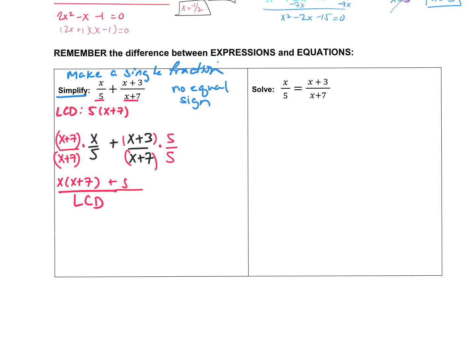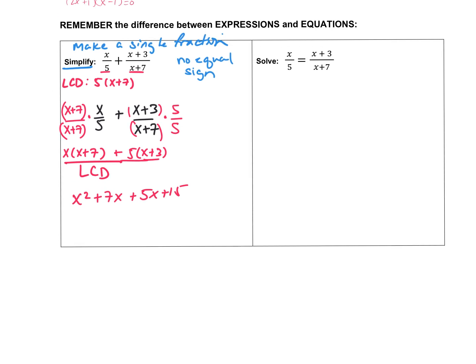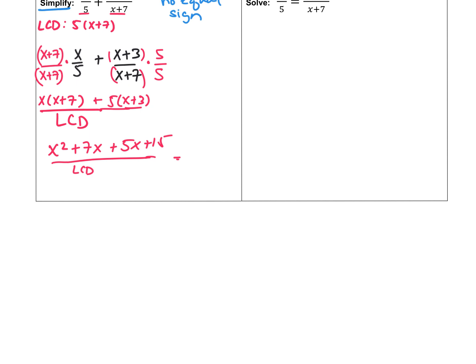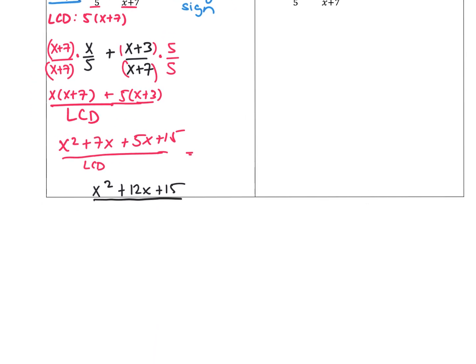plus 5 times x plus 3. So now let's clean this up, and on the top we have x squared plus 7x plus 5x plus 15 all over the LCD. And when we finish, okay, so now we'll just finish this up, and we have, let's write in black, x squared plus 12x plus 15 all over the LCD of, we had up there, 5 times x plus 7.